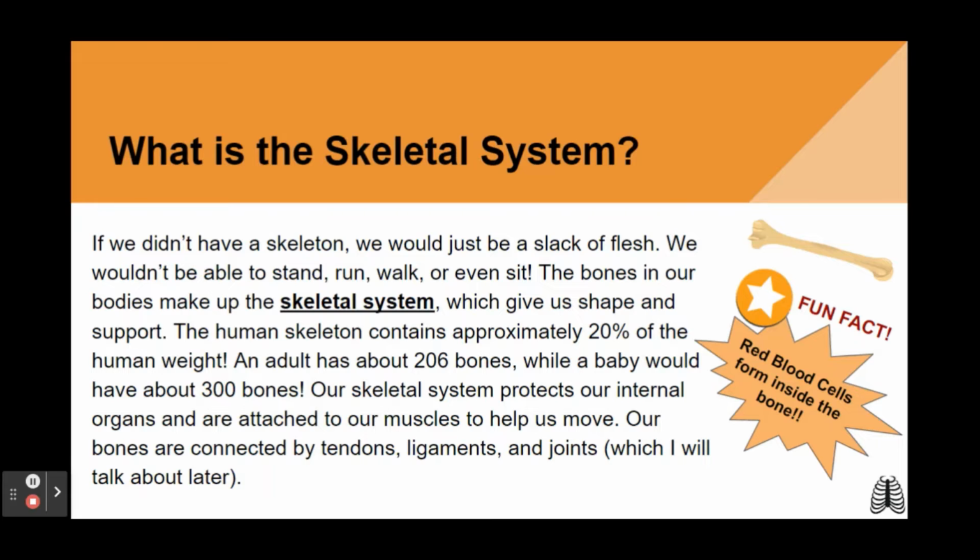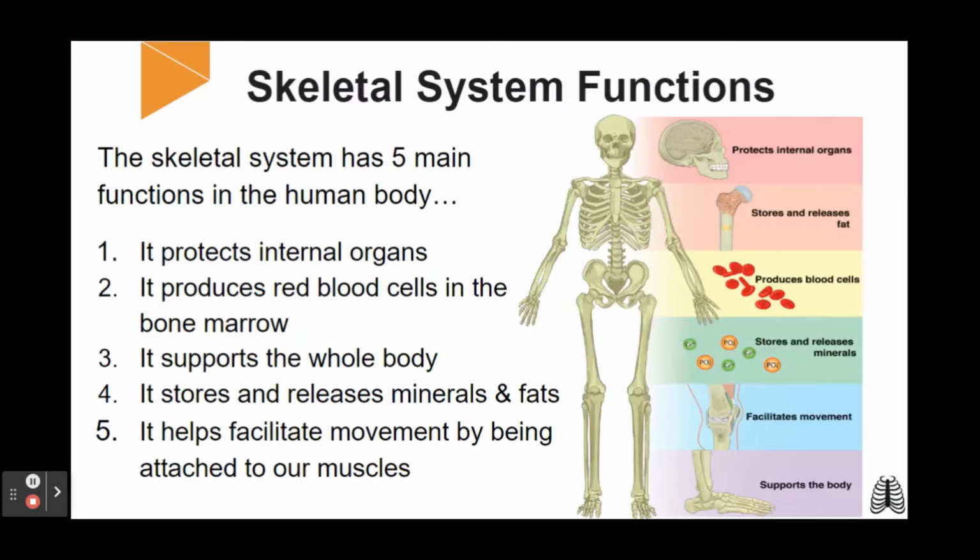Our skeletal system protects our internal organs, and it is attached to our muscles to help us move. Our bones are connected by tendons, which connect bone to muscle, ligaments, which connect bone to bone, and joints, which are the parts between our bones, and I'll go into more detail later. A fun fact is that red blood cells actually form inside the bone. So that's where you get red blood cells from.